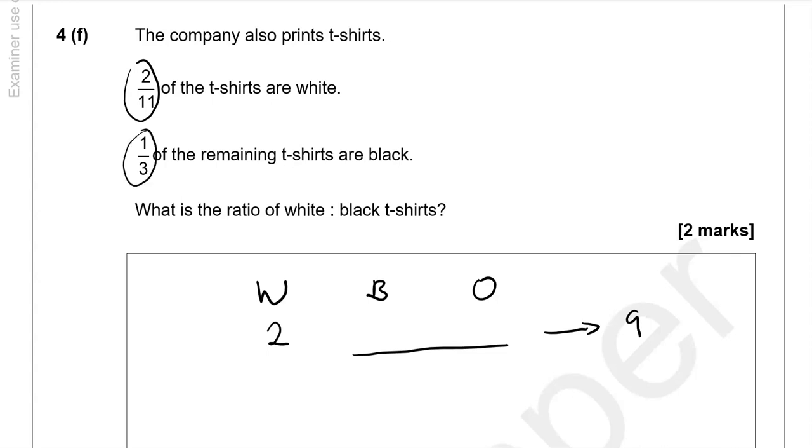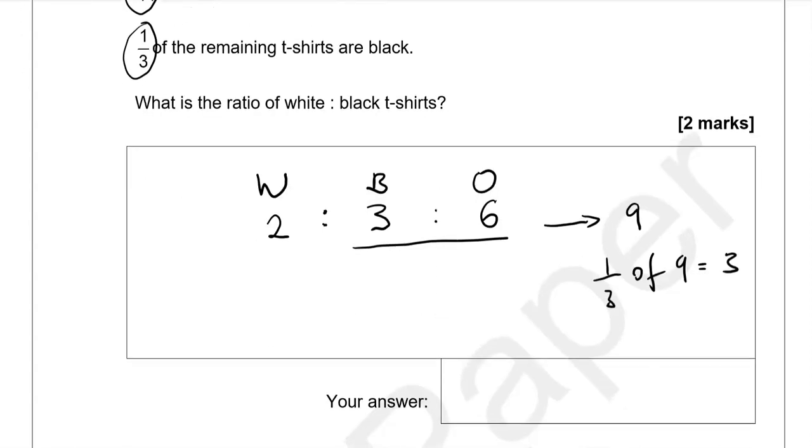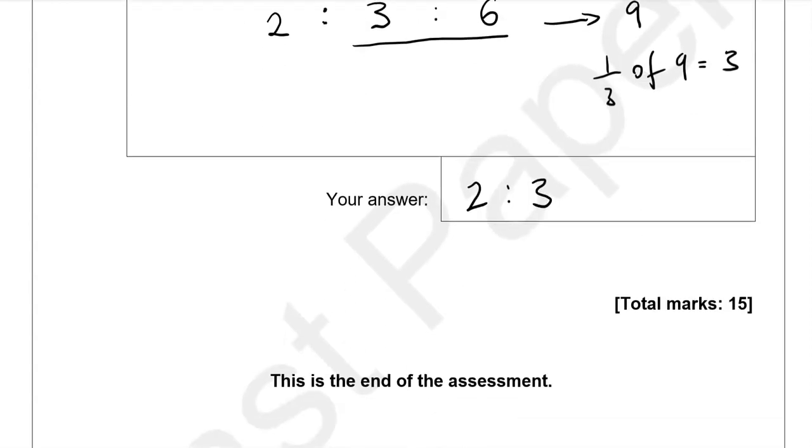Now we're told that 1/3 of the remaining t-shirts are black. So 1/3 of the 9. 1/3 of 9 is equal to 3. So 9 divided by 3 gives us 3. So there are 3 black t-shirts in terms of the ratio. And then, of course, this would be 6, but we're not required to work it out. What we need is the ratio of white to black t-shirts, which is 2 to 3. And this is the end of the paper.